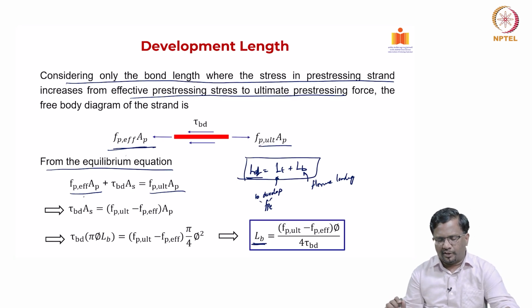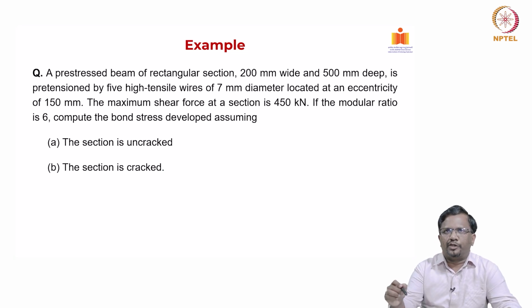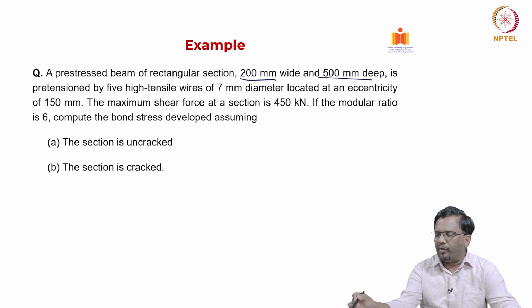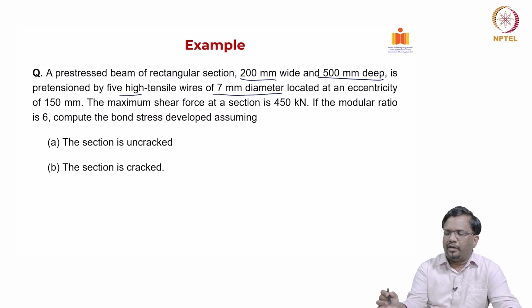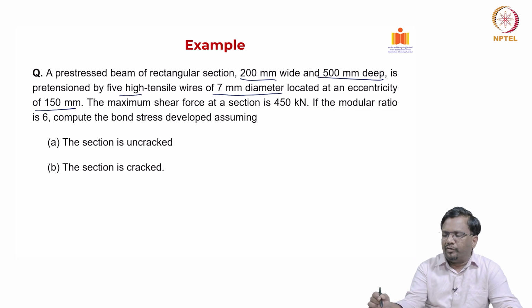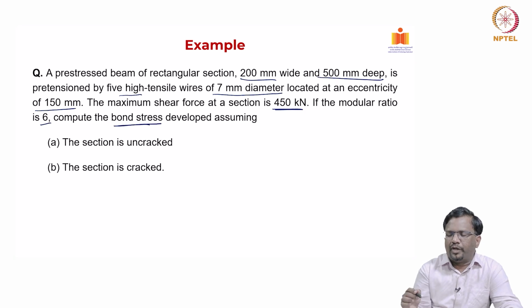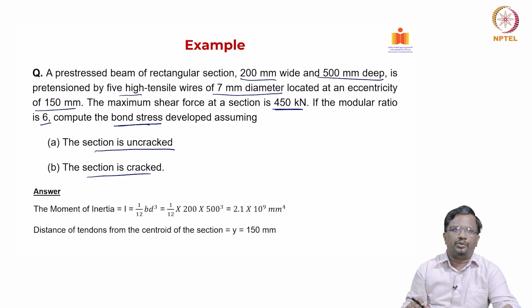Let us run one example problem and then it will become very clear. A prestressed beam, 200 mm wide by 400 mm deep, is pre-tensioned by 5 high tensile wires of 7 mm diameter, located at an eccentricity of 150 millimeter. The maximum shear force is 450 kilonewton. If the modular ratio is 6, we need to compute the bond stress developed, assuming the section is uncracked and the section is cracked. We derived two expressions, so let us use that now.